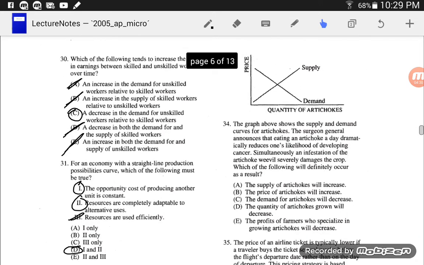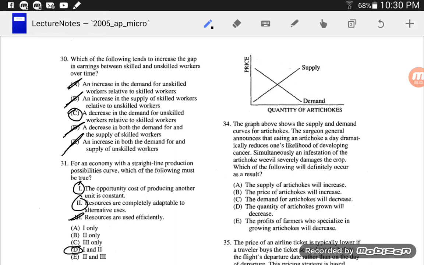Number 34, the graph above shows the supply and demand curves for artichokes. The Surgeon General announces that eating an artichoke a day dramatically reduces one's likelihood of developing cancer. Simultaneously, an infestation of the artichoke weevil? Wow, you learned something new. Weevil severely damages the crop. Which of the following will definitely occur as a result?